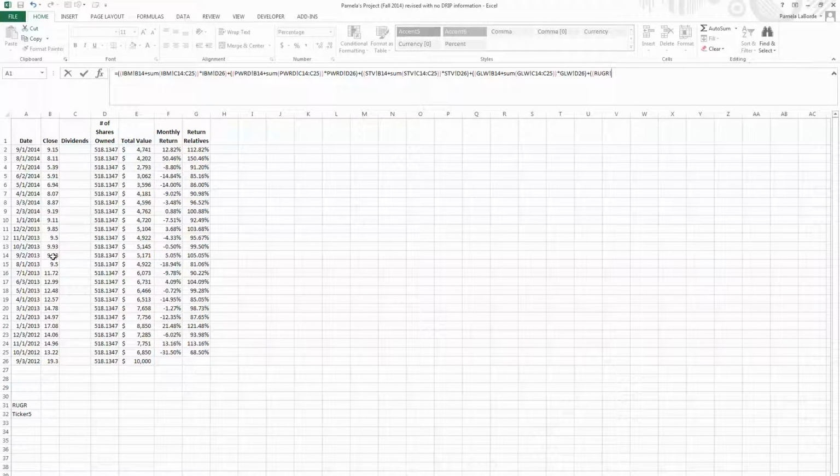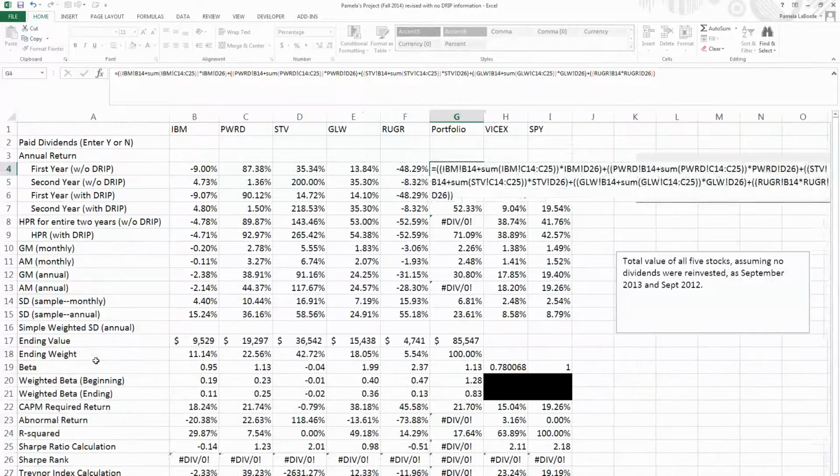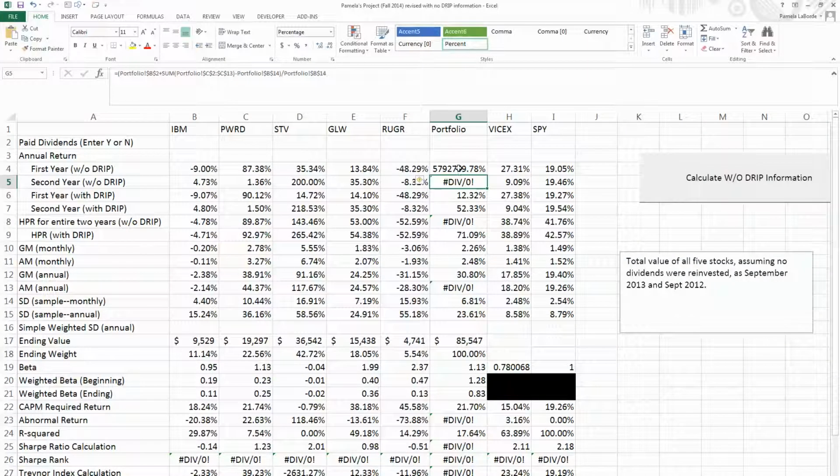Ruger's September 13 price. Ruger didn't have any dividends, so I'm just going to skip that part. And then multiply by Ruger's beginning number of shares, and then close the parentheses. I'm going to hit enter here, even though my equation is not complete. While the final answer will be a percentage, this partial answer isn't. It should be a dollar amount. And the reason I'm looking at it is I want to see if it makes sense. I want to see if I made a mistake somewhere along the way.